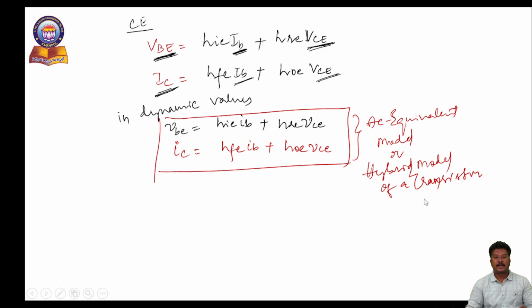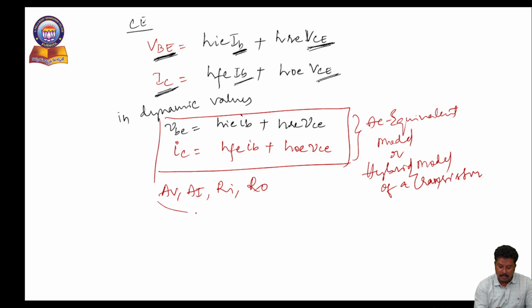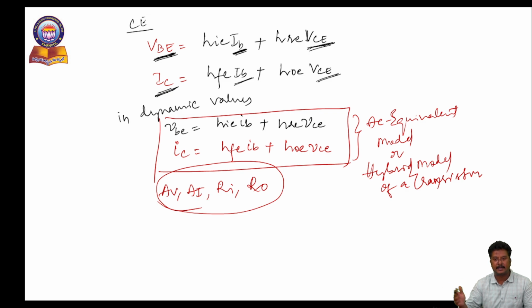Okay, so unless you define this AC equivalent model, it is not possible for us to know the internal structure of the transistor. From these equations, we will try to draw the AC equivalent model, and from that we will evaluate all the parameters related to the amplifier. Once you know the model, then we can easily find all the parameters of the amplifier like voltage gain, current gain, input resistance as well as output resistance. Once you know all these four parameters, then we can easily design any amplifier for any condition, for any type of application as well as any type of frequencies.